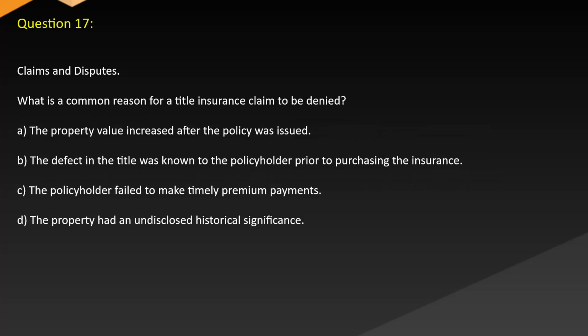Question 17. Claims and disputes. What is a common reason for a title insurance claim to be denied? A. The property value increased after the policy was issued. B. The defect in the title was known to the policyholder prior to purchasing the insurance. C. The policyholder failed to make timely premium payments. D. The property had an undisclosed historical significance.